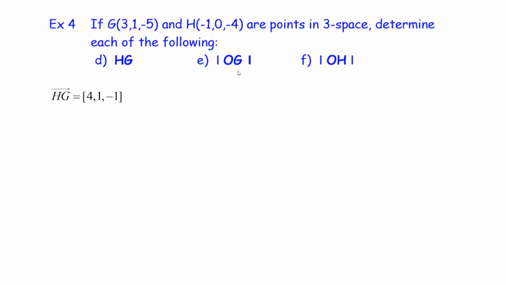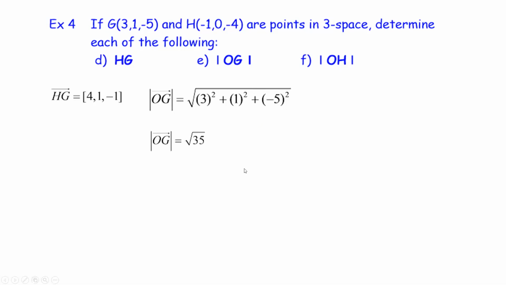So how about the OG? Well, not the OG, but the magnitude of OG. The magnitude of OG, we just did this, right? I'm asking for the size of the vector that goes from O to G. So all we need to do is simply do what we did before. Take each of these things and square them, and then add them up, right? Remember, the OG vector is going to run from O to G, so it's going to have the same components, 3, 1, and minus 5. Take each of these, square them, add them up. Here's my answer, square root of 35.